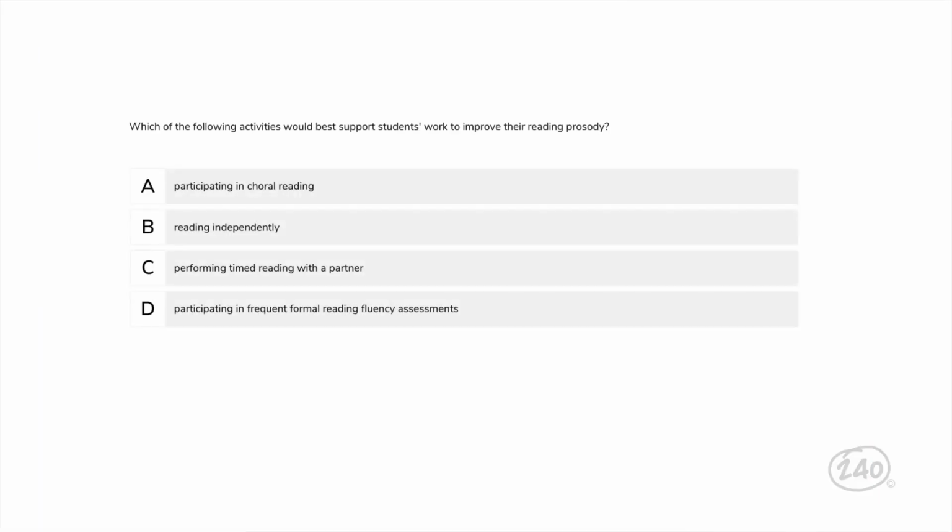Alright, let's try a question about fluency. Which of the following activities will best support students' work to improve their reading prosody?